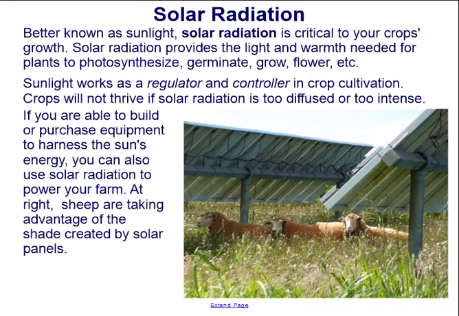Solar radiation. Better known as sunlight, solar radiation is critical to your crop's growth. Solar radiation provides the light and warmth needed for plants to photosynthesize, germinate, grow, flower, etc. Sunlight works as a regulator and controller in crop cultivation. Crops will not thrive if solar radiation is too diffused or too intense.